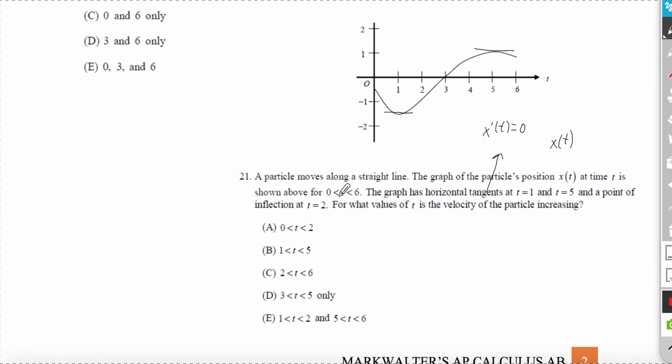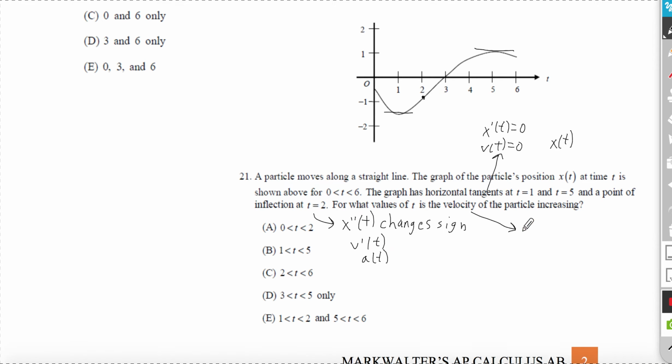And a point of inflection at t equals 2. So what does that mean? At t equals 2, that means x double prime of t changes sign. And I want to know for what values of t the velocity of the particle is increasing. Now, this is a position graph. Position's our original function. x prime of t equals 0 is the same thing as saying v of t, the velocity, equals 0. And x double prime of t is the same thing as saying v prime of t, or a of t, right?